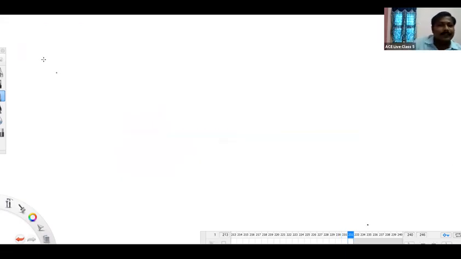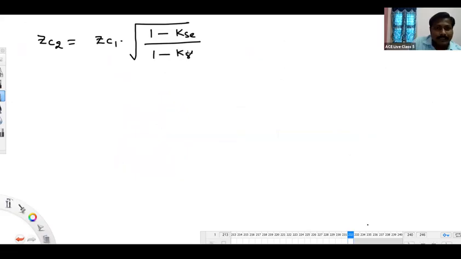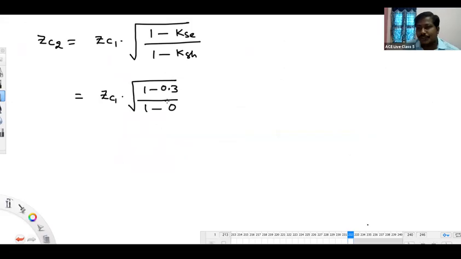So let's see. Surge impedance with compensation, ZC2 equals ZC1 into square root of (1 minus KSC) by (1 minus KSH). So you can call this ZC1 into square root of (1 minus 0.3) by (1 minus 0), so you get root 0.7 times ZC1.